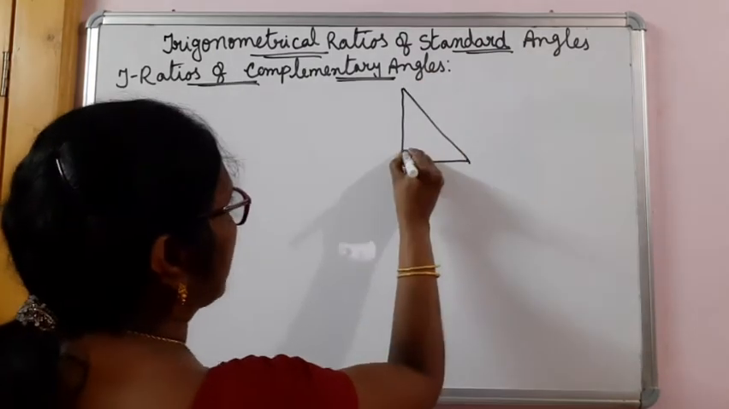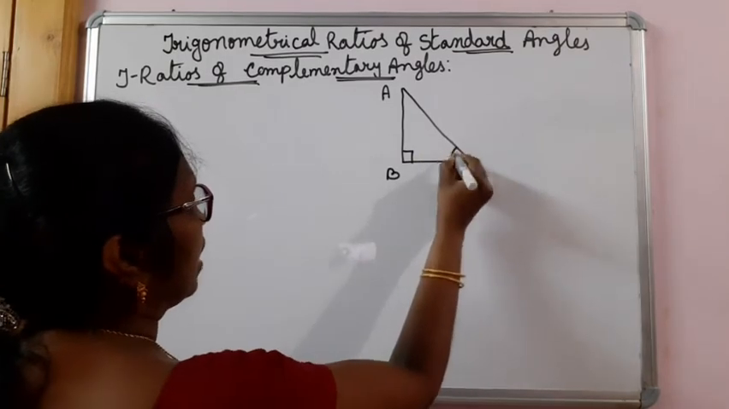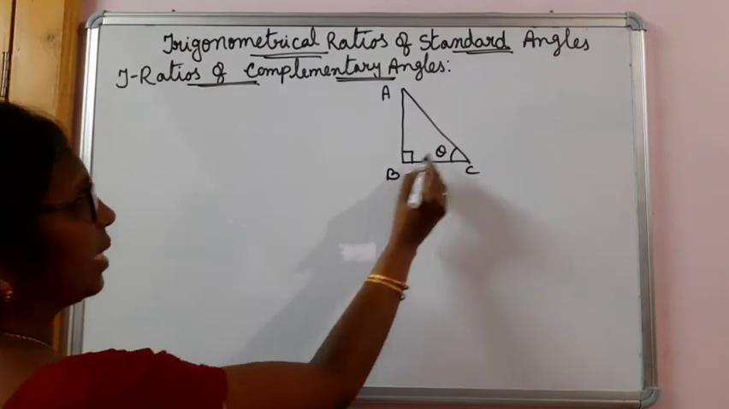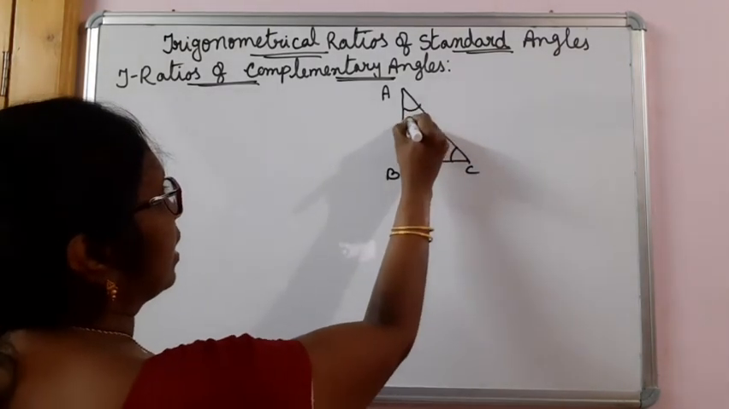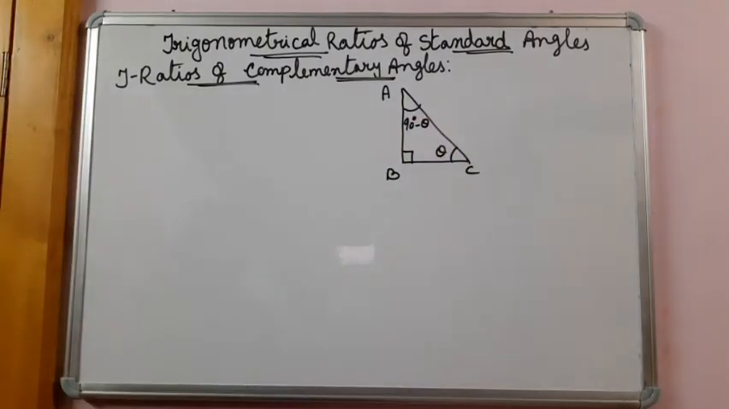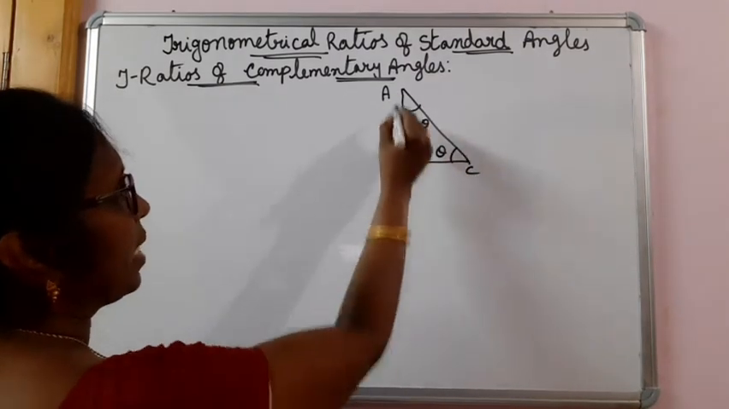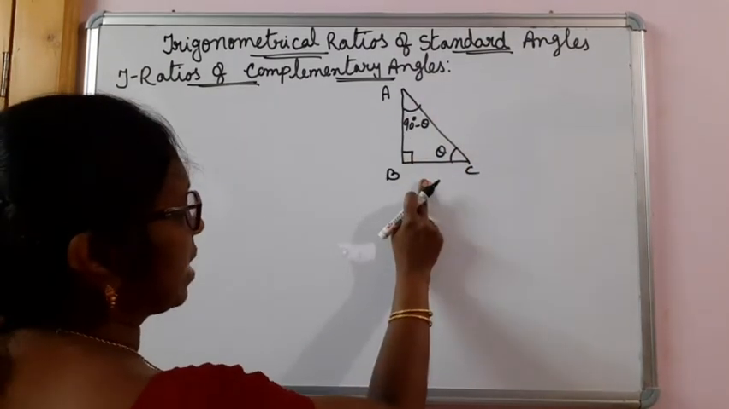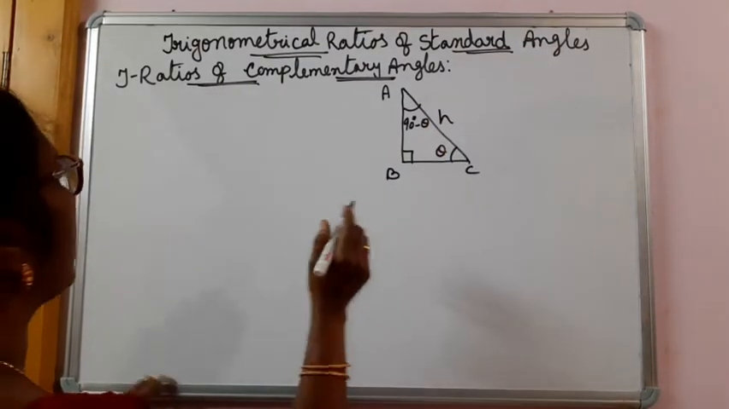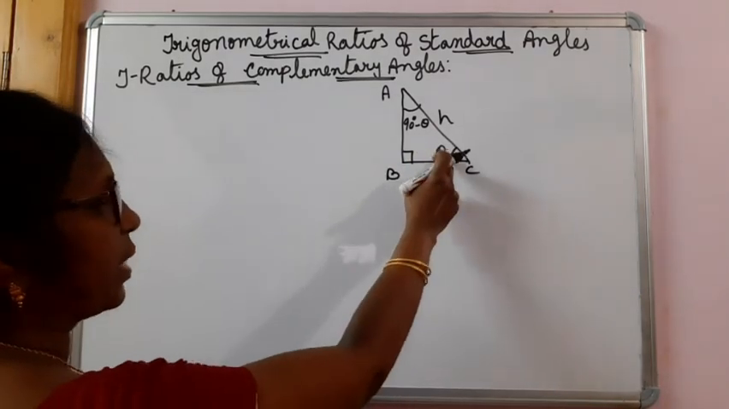Suppose ABC is a right angled triangle in which angle C is theta and one angle is 90 degrees. Then angle A will be 90 minus theta. For this angle theta, AB is the opposite side, BC is the adjacent side, and AC is the hypotenuse. So let us find the T ratios for this angle theta.